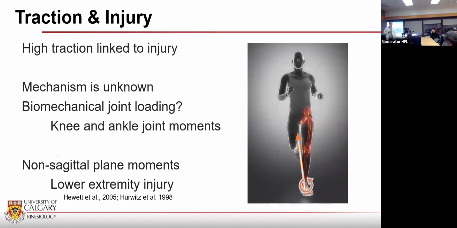And it's been speculated that this may be due to biomechanical joint loading. Specifically, knee and ankle resultant joint loads, or the resultant joint moments. So it's been shown that these non-sagittal plane ankle and knee joint moments have been associated with lower extremity injury. So it's thought that increasing rotational traction leads to an increase in these joint moments and joint loads.